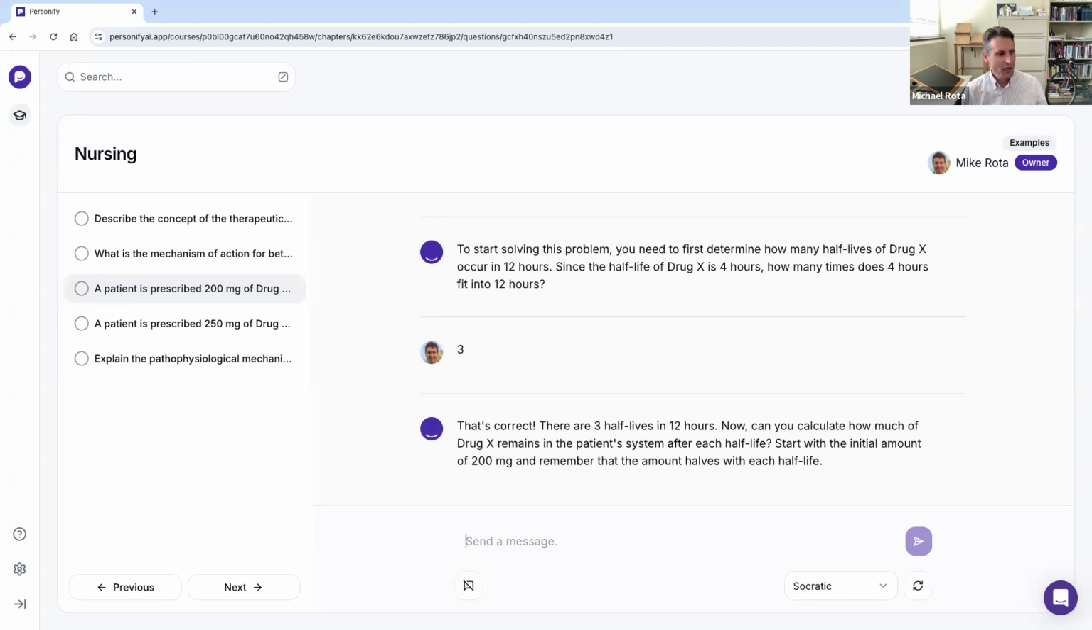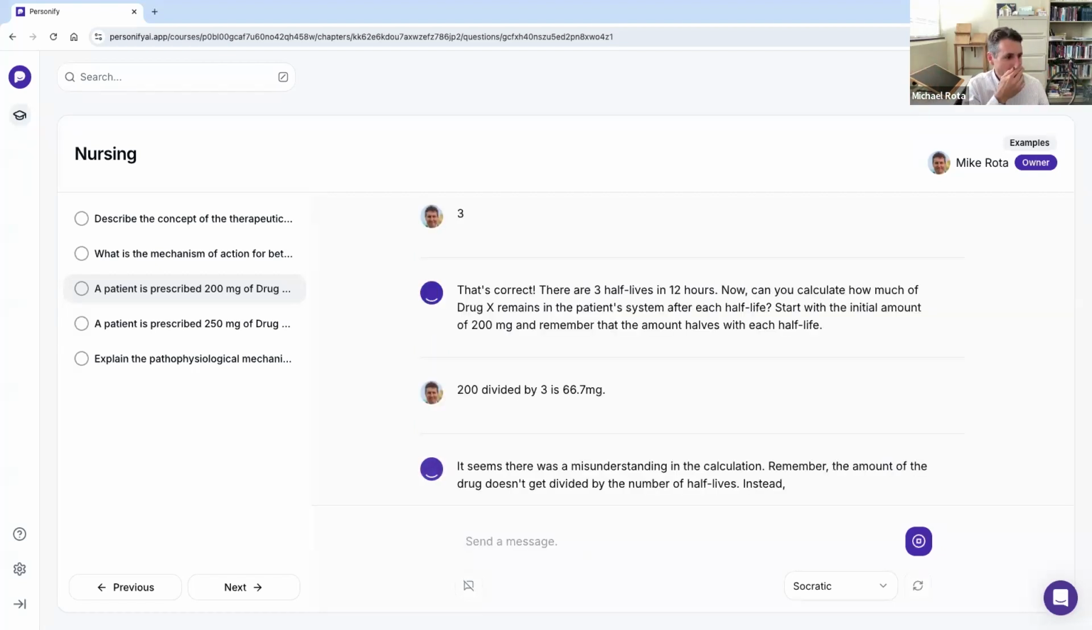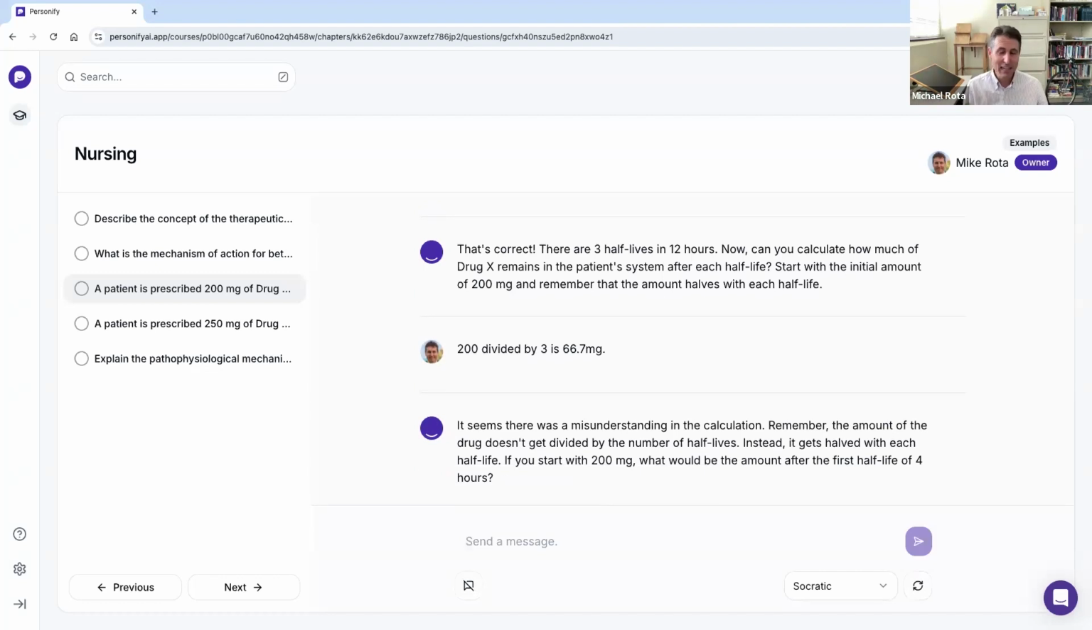That's the right answer. But let's say I'm confused and I kind of see the numbers to use, but I don't really get it yet. 200 divided by 3 is 66.7 milligrams. So I have the right numbers, but I'm doing the wrong thing with them, right? And it's going to notice that, and it's going to even understand what I'm doing wrong, which is amazing.